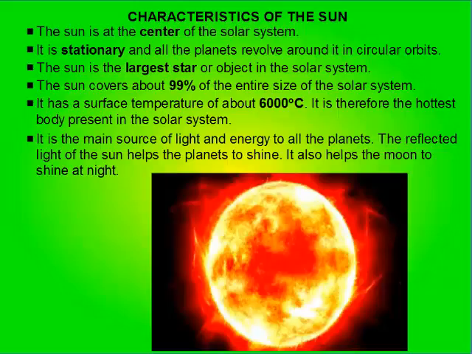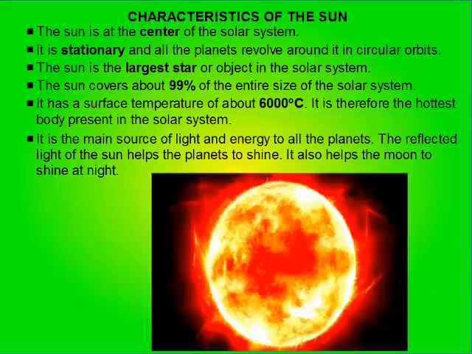So let's look at the Sun and its features. The Sun is at the center of the solar system. It is stationary, which means it does not move, and all the planets revolve around it in circular orbits. The Sun is the largest star or object in the solar system. It covers about 99% of the entire size of the solar system, and the remaining 1% is covered by the various planets.